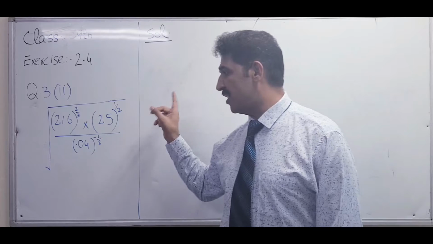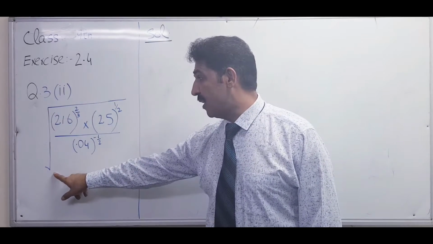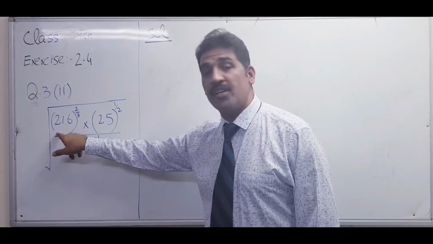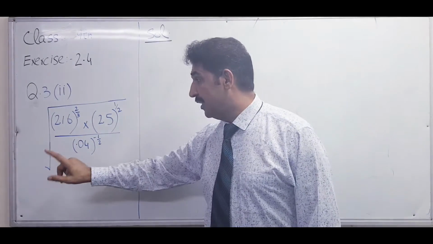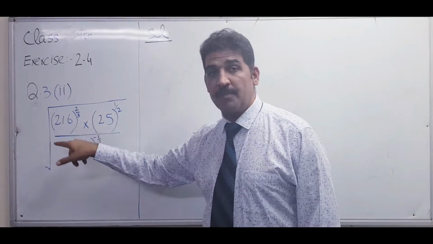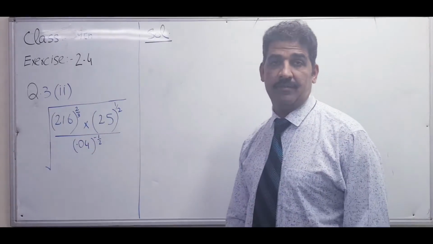Most of the students, when they start to solve the question, take the surd or square root symbol only over the numerator, not over the denominator also. When it covers only the numerator part, it means the denominator does not have the surd.